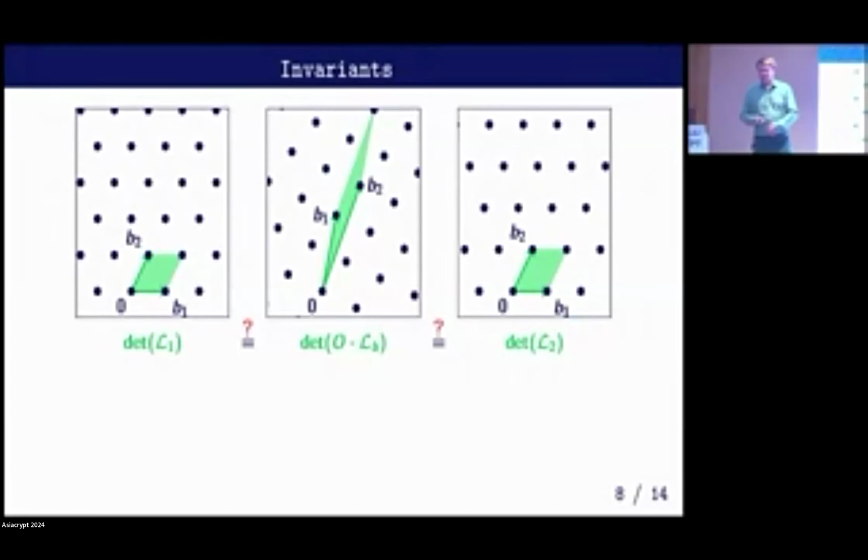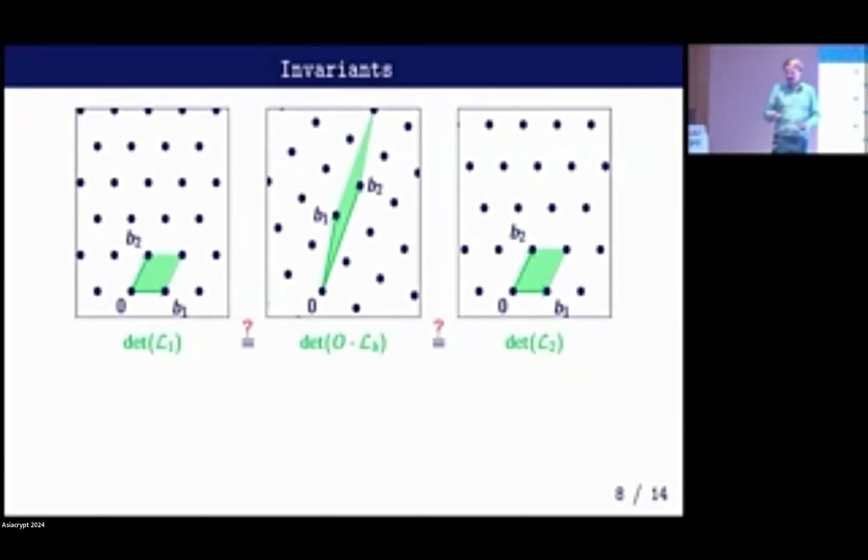And this brings us to the question, when is this distinguishing problem hard? And we have already seen an invariant before, namely the determinant of the lattice. And this is something you can compute efficiently. So if you have two lattices that have a different determinant, then of course you can always solve this distinguishing problem easily. Given this other basis of the lattice in the middle, you just compute the determinant and check if it's equal to one or the other.